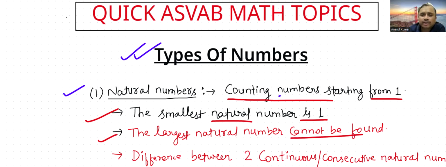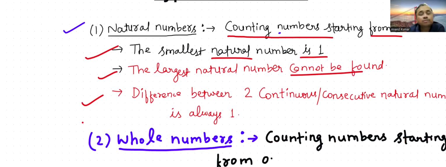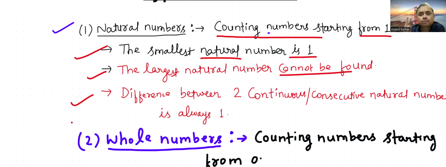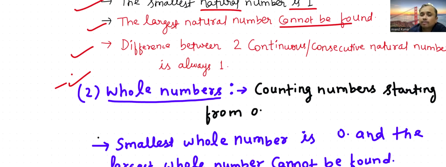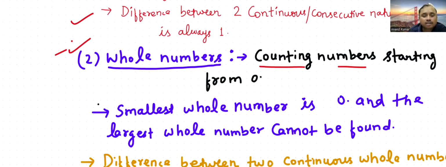The main thing to notice here is that the difference between two continuous or consecutive natural numbers will always be 1. The next one in this category is whole numbers. It is a little bit the same as natural numbers, but the difference is natural numbers start from 1, whereas whole numbers are also counting numbers but start from 0. The smallest whole number is 0, and the largest whole number cannot be found.